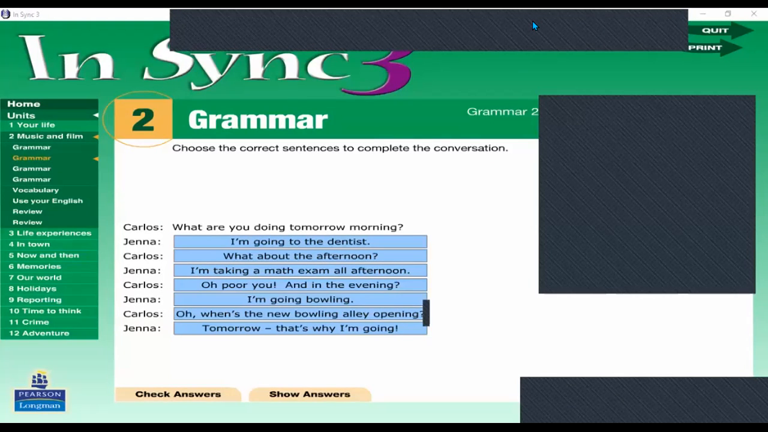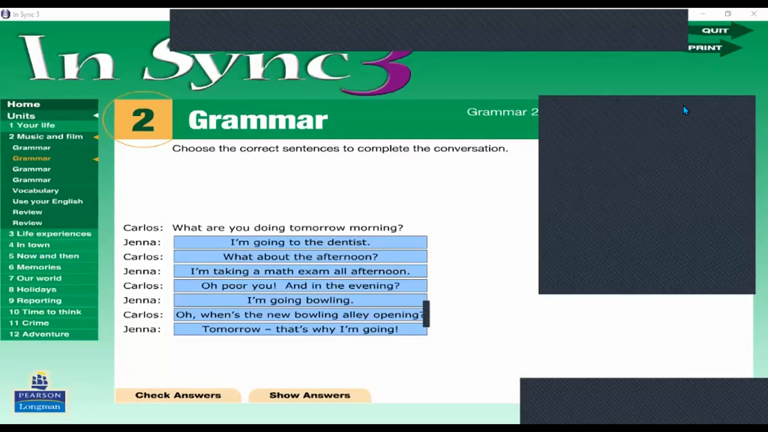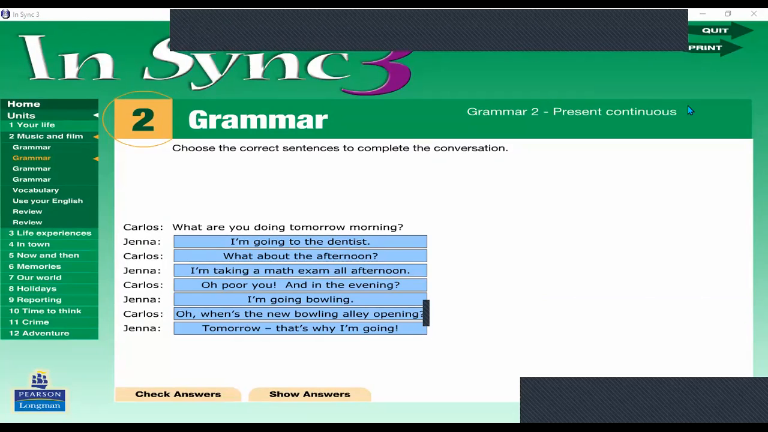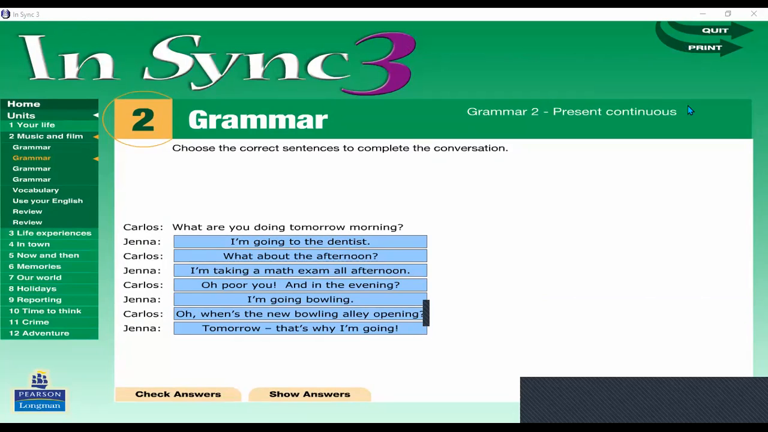What are you doing tomorrow morning? I'm going to the dentist. What about the afternoon? I'm taking a math exam all afternoon. For you in the evening? I'm going bowling. Oh, when's the new bowling alley opening? Tomorrow, that's why I am going.